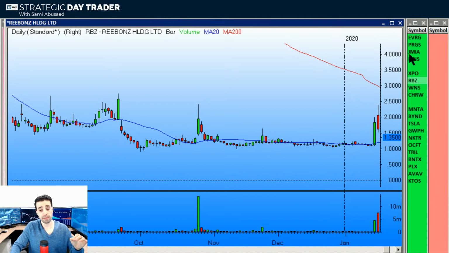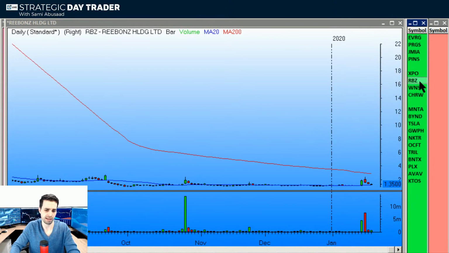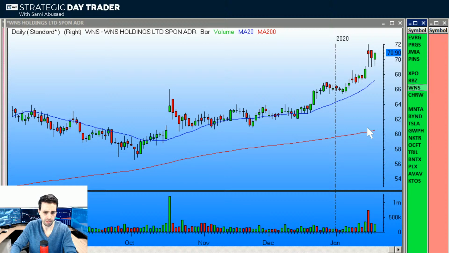The better novice gaps are the ones that have already been running up, like the PRGS, up, up, up, up, and then a gap up. Does that make sense? Those are much better than just one day, like the RBZ, like the JMIA, where it's just one day. WNS, I don't remember what this was.